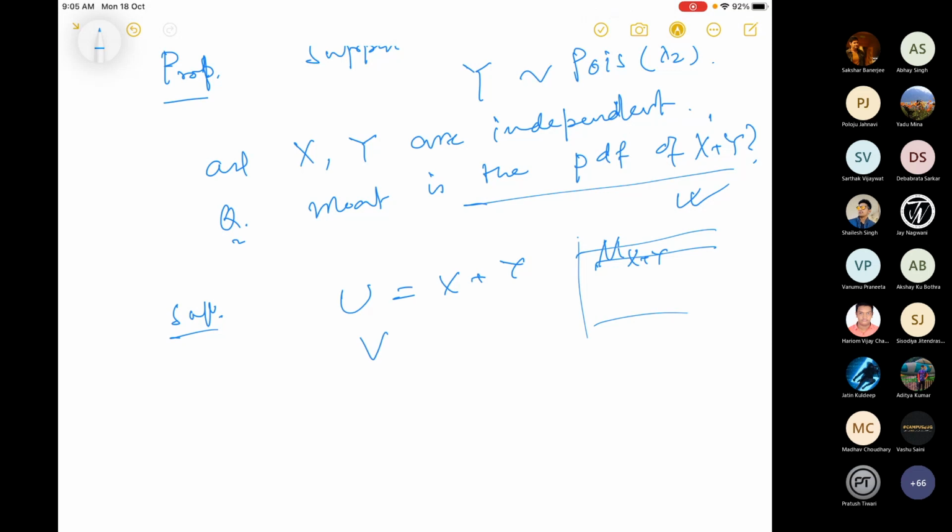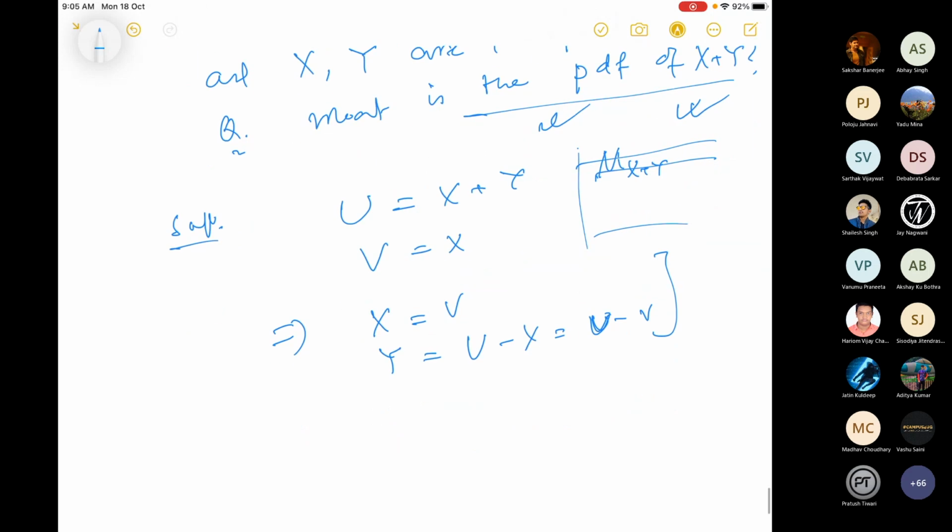Let's say u is equal to x plus y and v is equal to x. Then we'll try to find out the joint distribution, and then we'll find the marginal distribution of u. Then we can find this answer. Does anybody have any clue? Let me just say x is equal to v, and y will be equal to u minus x, which is u minus v.